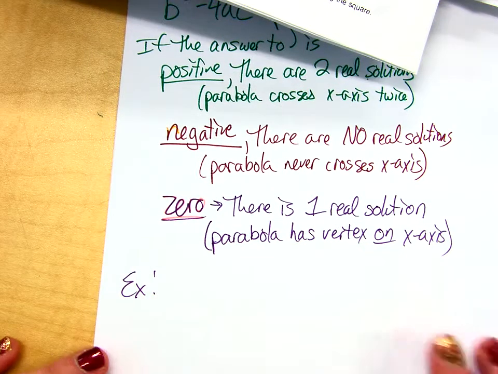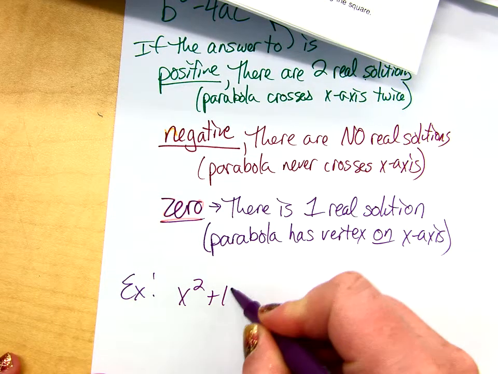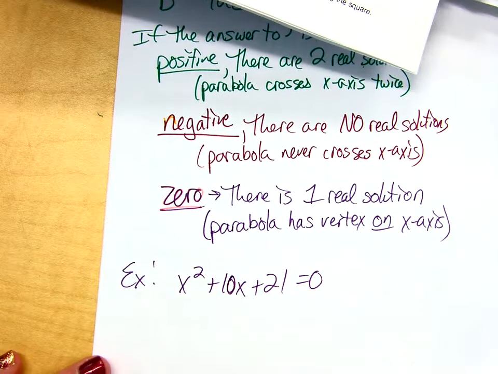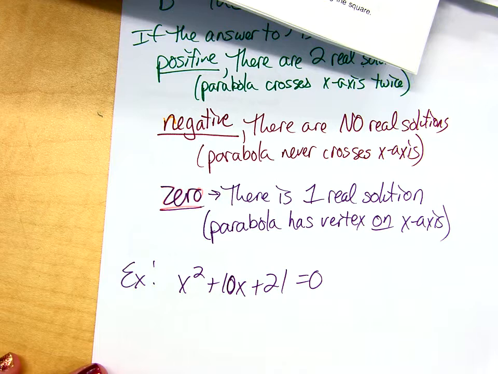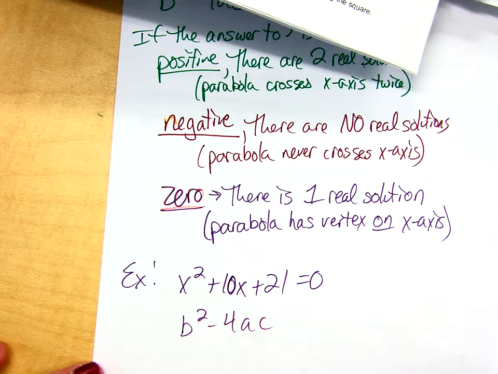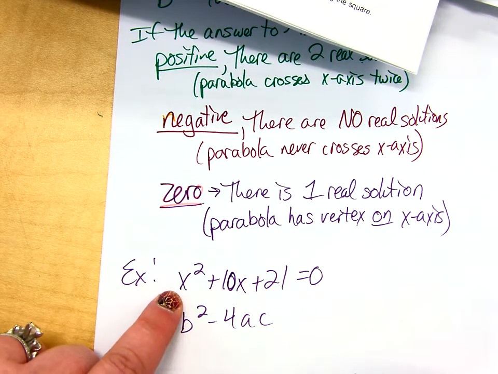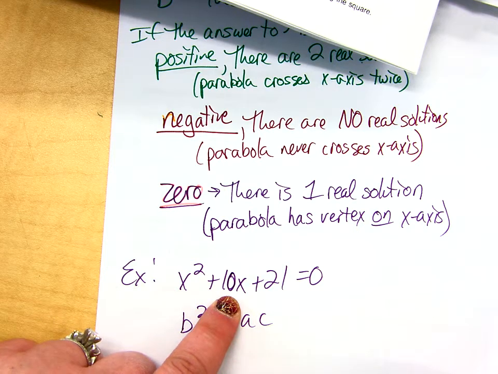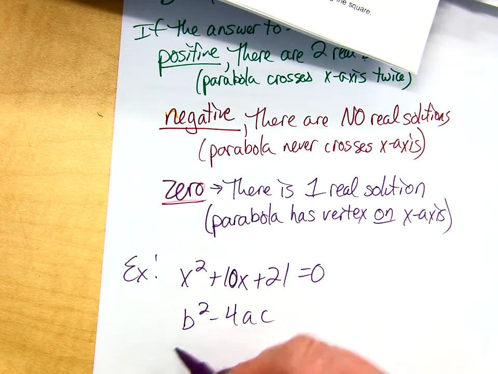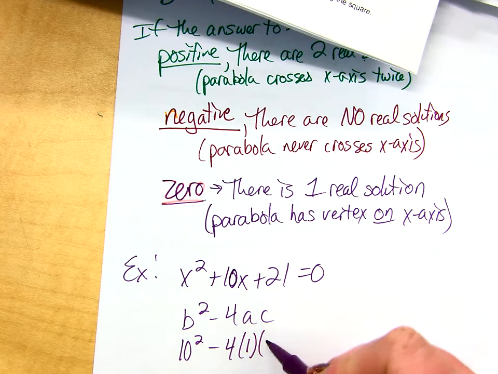Let's say I gave you, oh, I don't know, how about x squared plus 10x plus 21 equals 0? All right, so all you have to do is take out a, b, and c and pop them in the formula, b squared minus 4ac. Well, remember what a, b, and c are. What's a in this case? 1. B is 10, and c is 21, right? So when I plug it in, b is 10, so I'll do 10 squared minus 4 times a, which was 1, times c, which is 21.